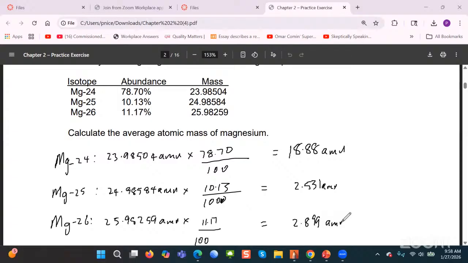Let me try this again. I think I may have made a mistake. 0.1117 times 25.98259. Okay, I know I made a mistake. That should be 2 point... Somebody's messaging me again. Yes, 2.902. I just redid it and I realized my error, 2.902. So let me correct this right here. This will be 2.902.